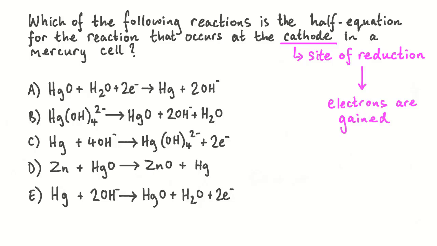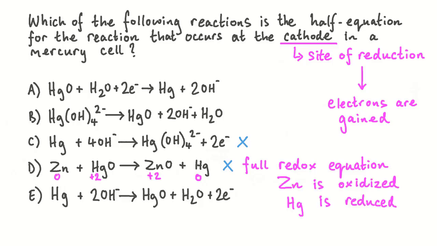The electrons have to appear on the left side of our half equations. We can rule out answer C as the electrons are being lost in this half equation. This half equation represents an oxidation process. We can also rule out answer D as this is not a half equation, it's a full redox equation. In D, zinc loses electrons, its oxidation state increases and it's being oxidized. Hg, or mercury, is being reduced, it gains electrons as its oxidation state decreases.